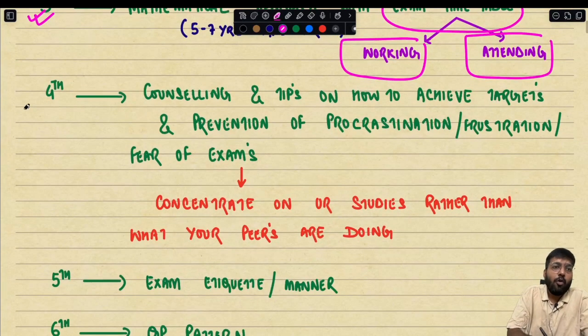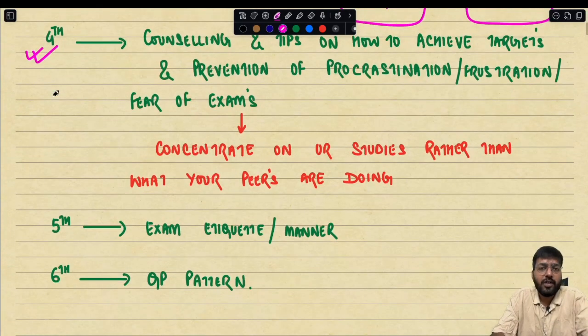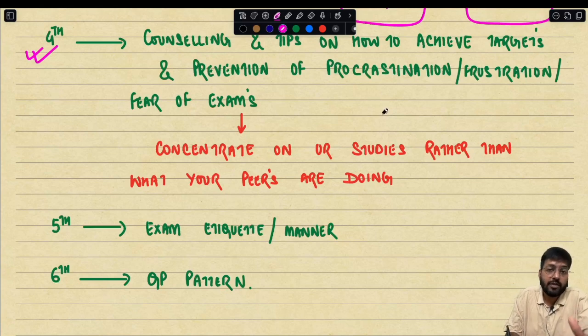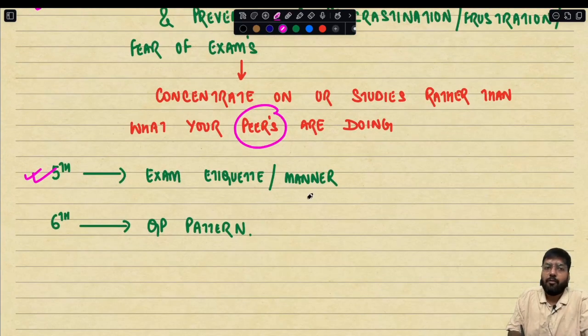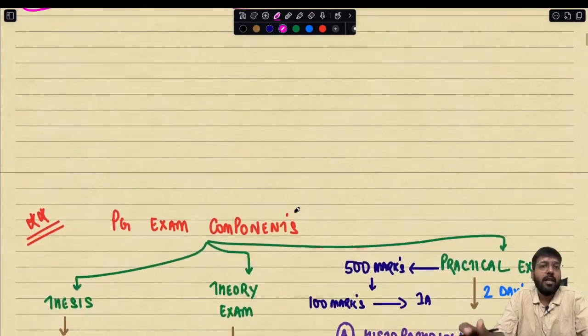The fourth important thing is that I am going to share all the important counseling and tips on how to achieve the targets and prevent procrastination, frustration, and fear of exams. I am going to share how you can deal with them. You should concentrate on your studies rather than on what your peers or colleagues are doing. The fifth important thing is the exam etiquette and the manner that you have to follow, and something new this year that I am adding in this video is the question paper pattern: what pattern of question paper is always asked, and how you have to deal with the questions in the exam. So without wasting any time, let us begin today's topic of discussion.